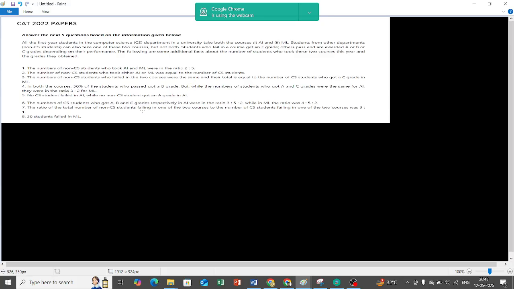So you see, CS department people can take both the courses, but non-CS department people can take any one of the two courses. Students who fail in a course get an F grade. Others pass and are awarded A or B or C grades depending on their performance.